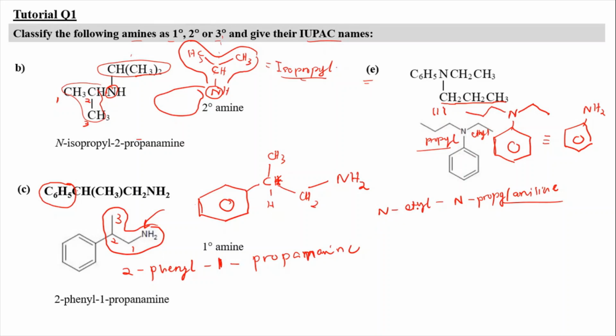So the full name is going to be ethyl and propyl aniline. Okay, and if I were to write it nicely, and it is a tertiary amine as what you can see here, I will get N-ethyl-N-propyl aniline. Okay, so that's for question number 1.